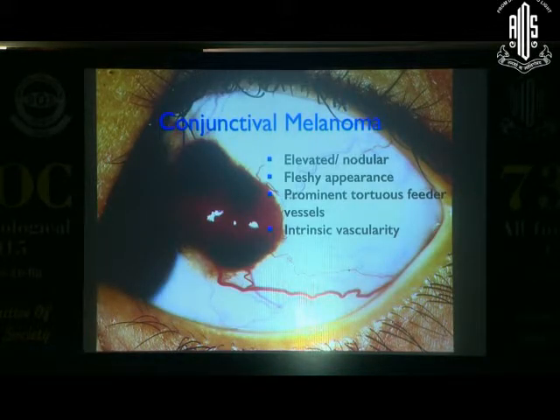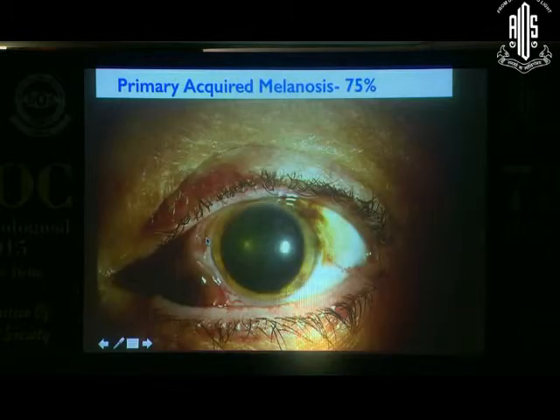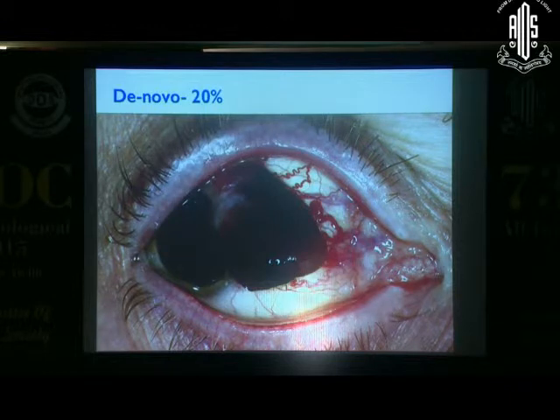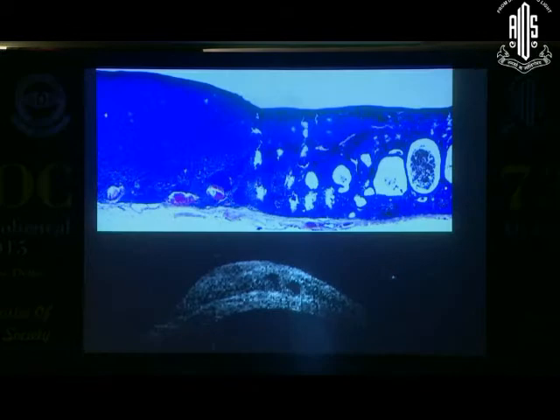So this is how conjunctival melanoma would definitely look. It will be fleshy, it will be elevated, there will be prominent tortuous feeder vessels and intrinsic vascularity. In fact, it can also be amelanotic. But it has these trace pigments over it. So 75% of melanoma develops from primary acquired melanosis, 20% arises de novo, and 5% arises from conjunctival nevus.